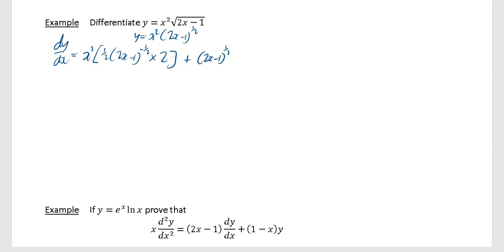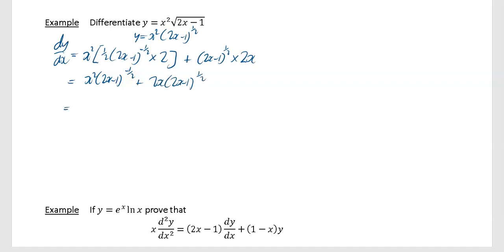And then differentiate your first. You're going to have just 2x. Then tidy that up before we do anything else. That's just going to be x squared times (2x minus 1) to the power of minus a half, plus 2x times (2x minus 1) to the power of a half.